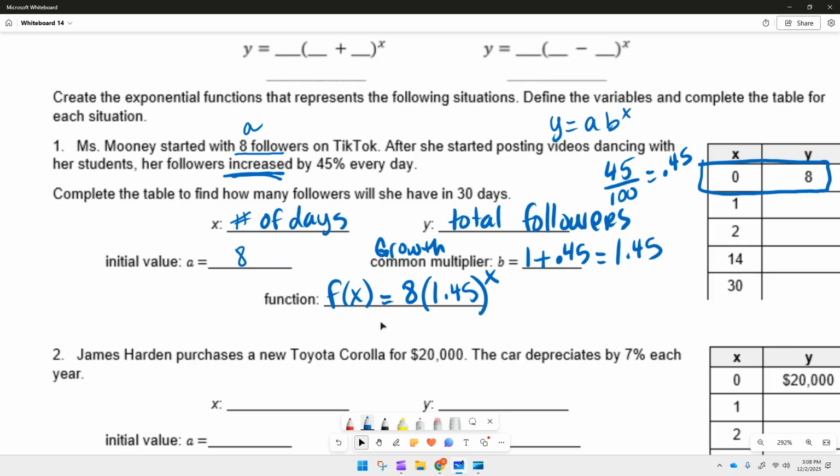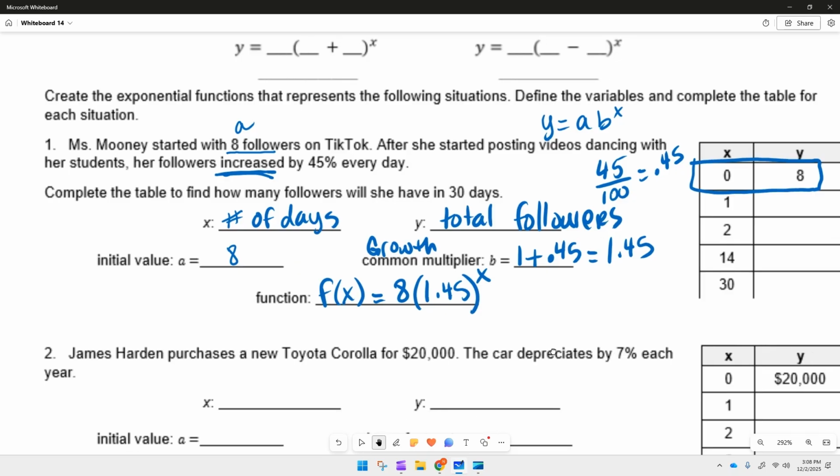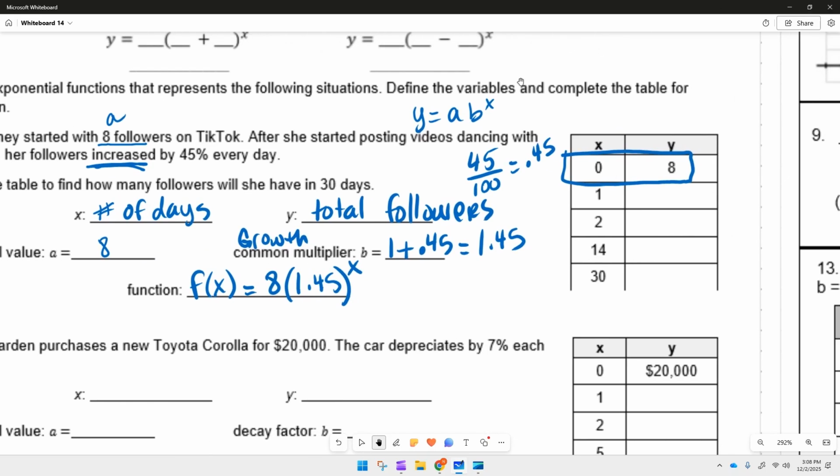Okay, now we're going to go ahead and go to Desmos. So real easy. I'm going to open this up. So let me move my screen. Oh, come on.